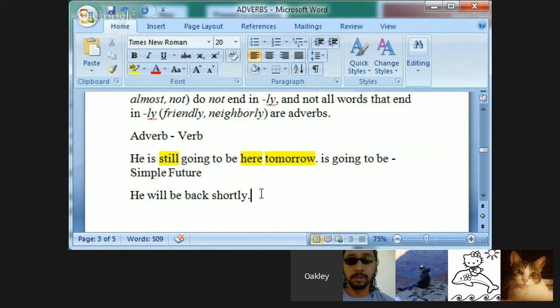Terminator. "He will be back." Or MacArthur. I don't know. Whatever.